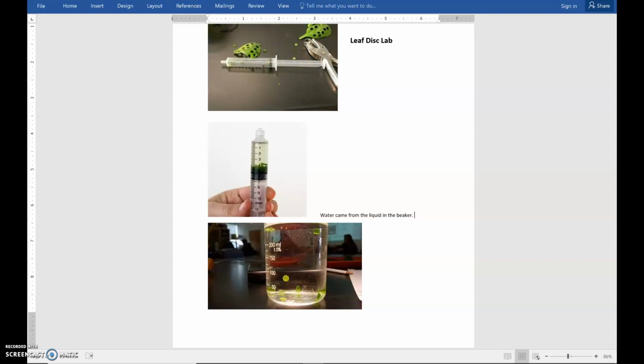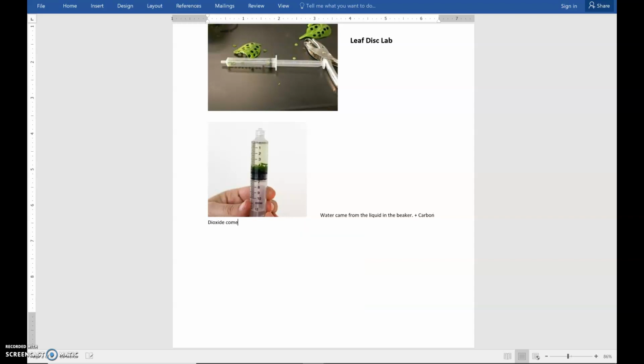Then we needed carbon dioxide. Well, the carbon dioxide is going to come from the baking soda that we put in the water. That's why we had to add baking soda, because then it adds enough carbon dioxide to the water for the plant to be able to go through photosynthesis. So water came from the liquid in the beaker, carbon dioxide comes from the baking soda, and then the sunlight is going to come from the bright light. So we have all the three things that we need for photosynthesis: water, carbon dioxide, and sunlight.